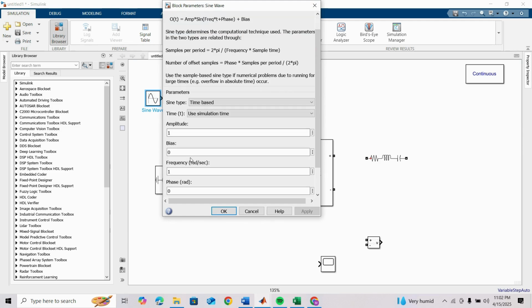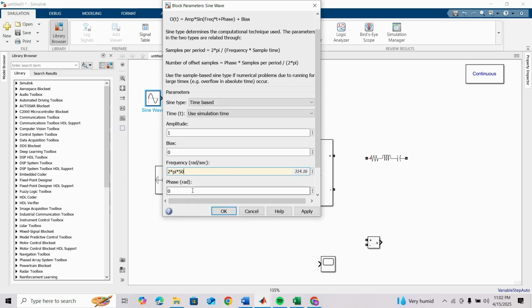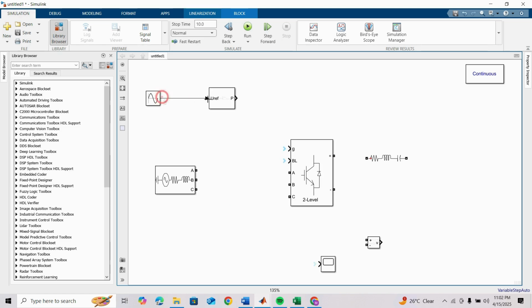First, set the parameters of the sine wave: amplitude 1, frequency 50 Hz, so this is 2 pi 50. As this is three-phase, we have to set the phase as 0, minus 2 pi divided by 3, and plus 2 pi divided by 3. So this will be the phase of the sine wave, and connect it here.